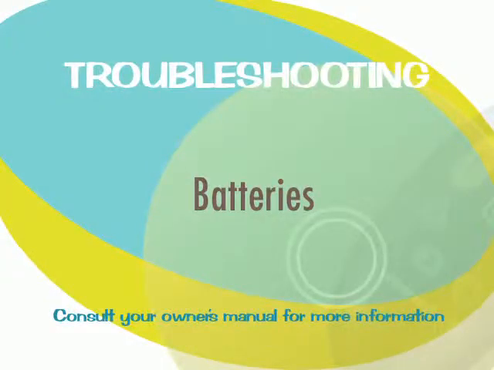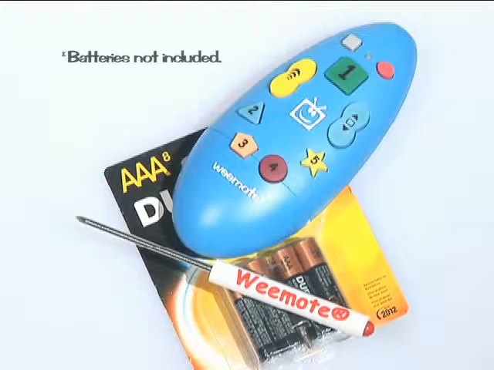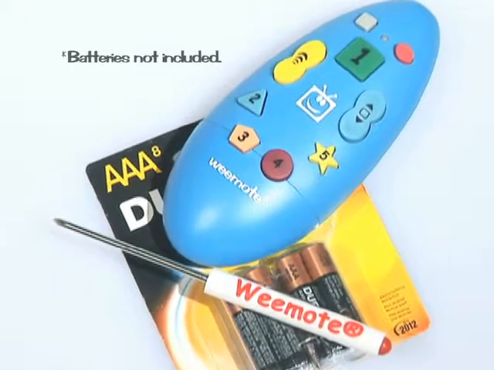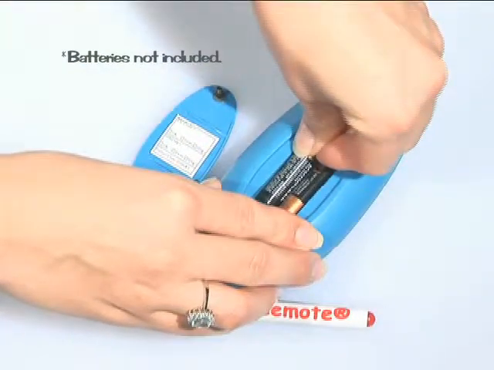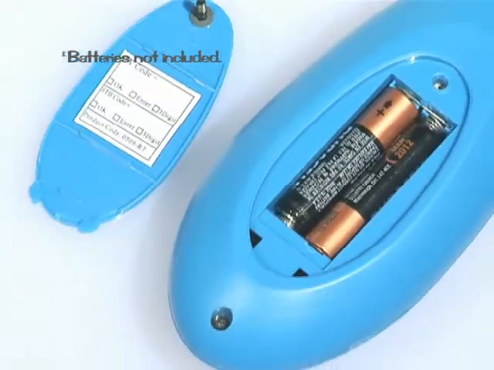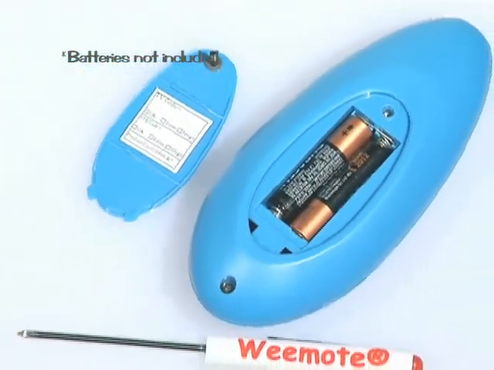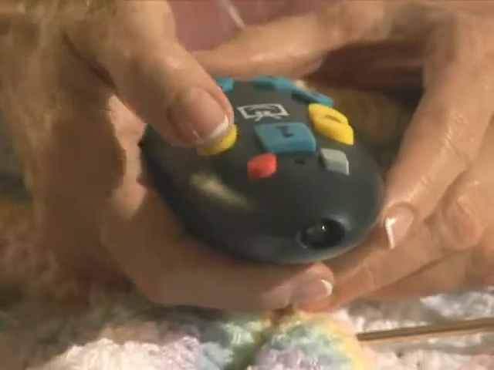Batteries. Although this may sound obvious, the most common problems we see when trying to use the Weemote are the result of weak batteries. Always make sure that you use fresh batteries, and please only use alkaline or better quality batteries. Your Weemote works harder than other standard remotes, as it is sending many signals each time a button is pressed.